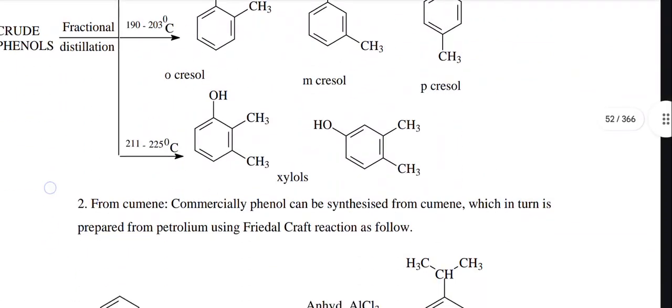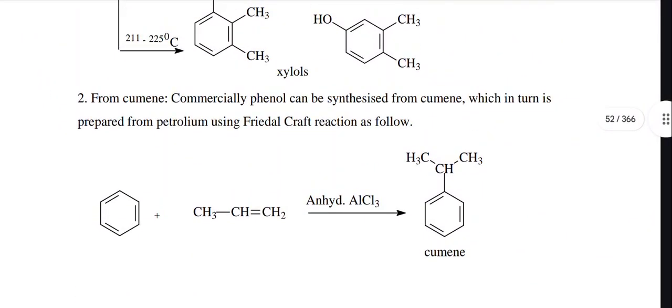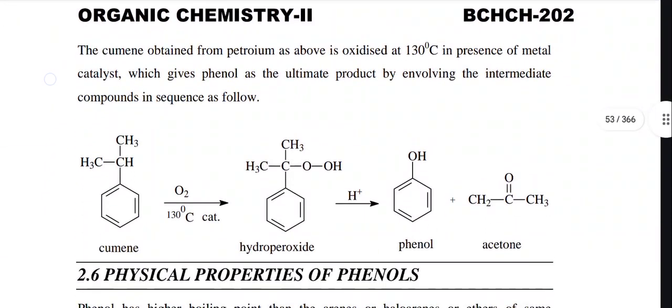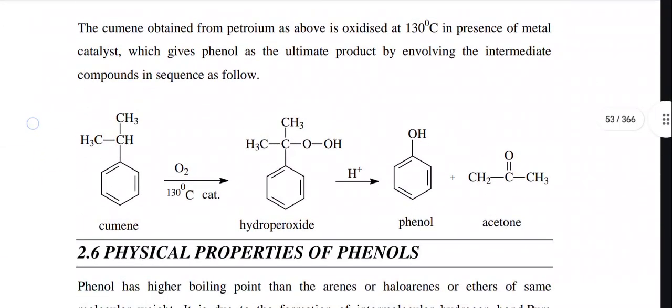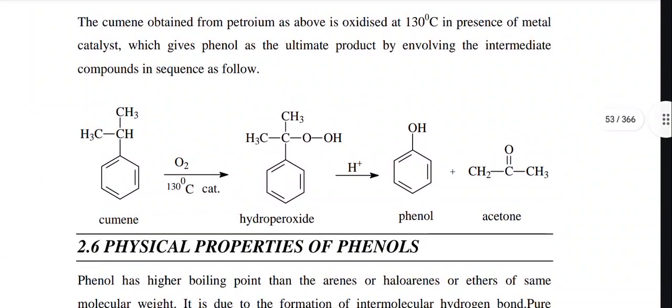From cumene: commercially, phenol can be synthesized from cumene, which in turn is prepared from petroleum using the Friedel-Crafts reaction. The cumene obtained from petroleum is oxidized at 130 degrees Celsius in the presence of a metal catalyst, which gives phenol as the ultimate product, involving intermediate compounds in sequence as follows.